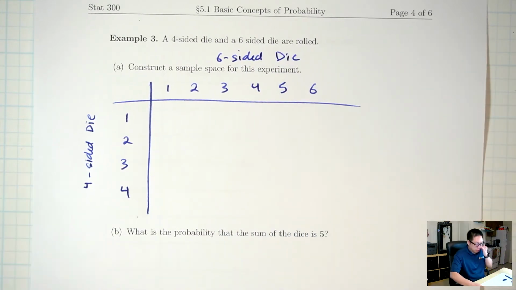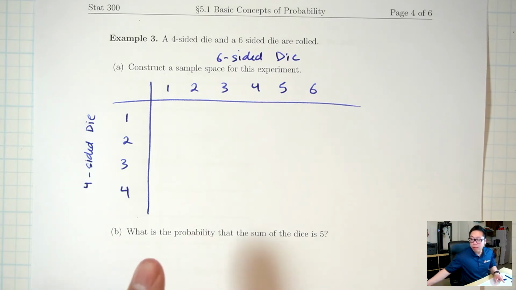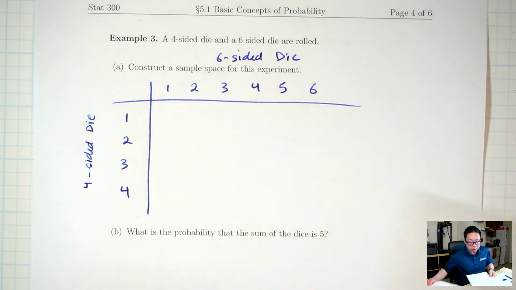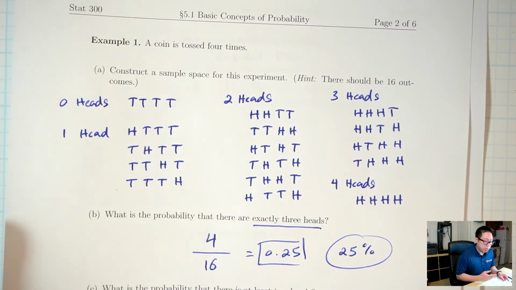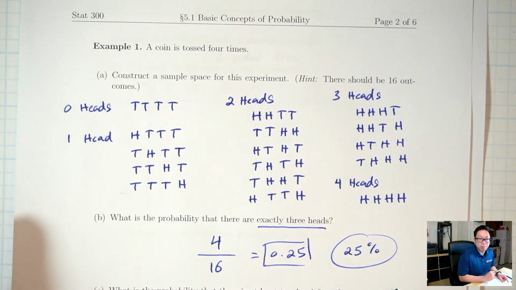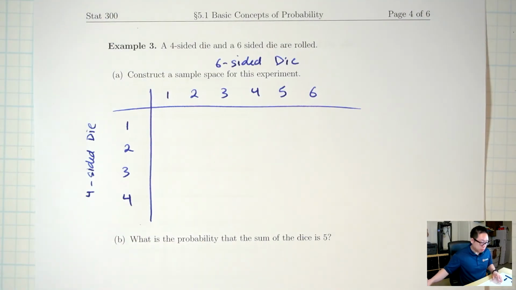And by the way, we couldn't do a table for the first example with the coins because we were talking about 4 coins, which is 4 things. So you can't do a table if you have more than 2 things, because there's only 2 sides, a vertical side and a horizontal side.